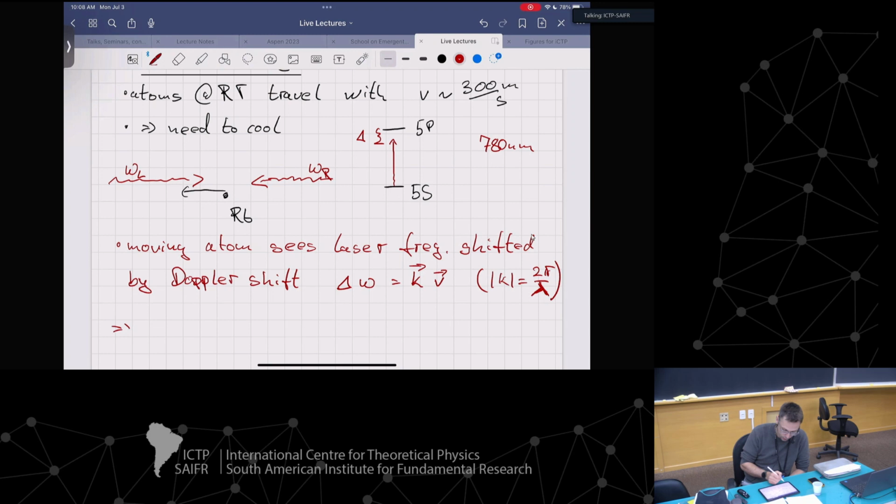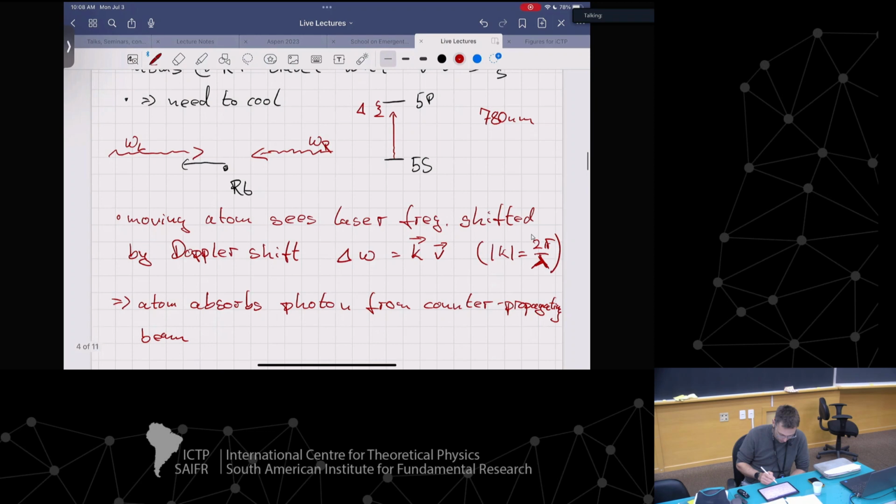So the atom absorbs a photon from the counter-propagating beam. Okay, so it absorbs the photon.